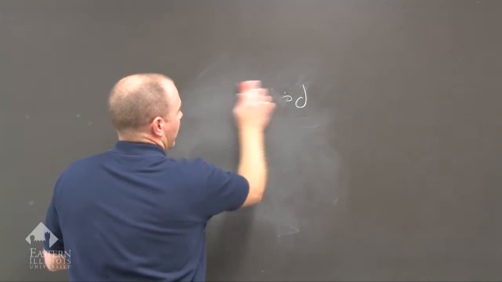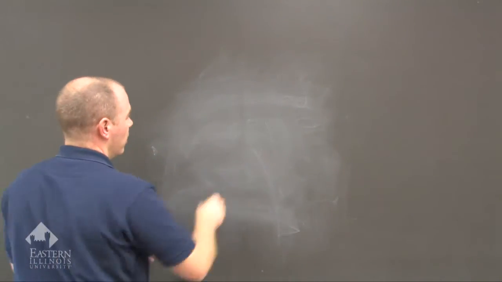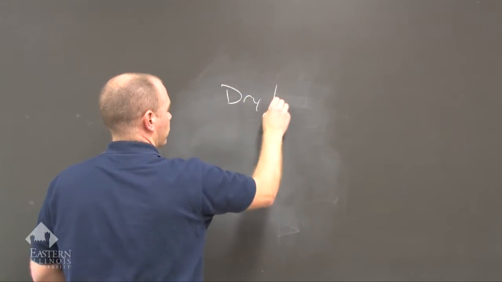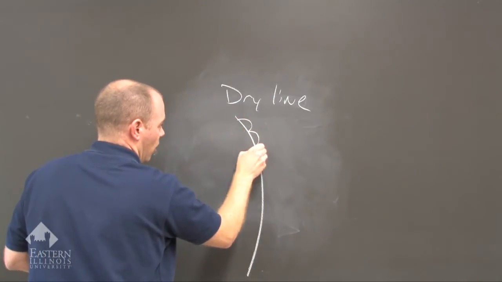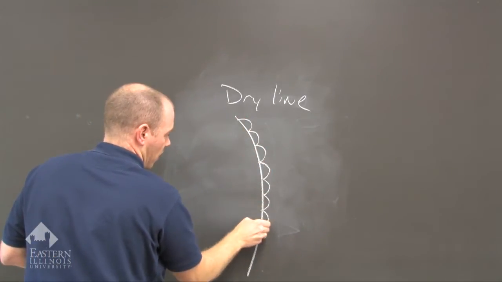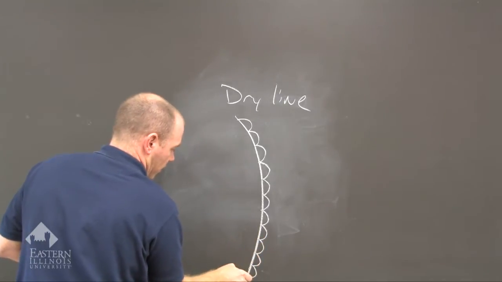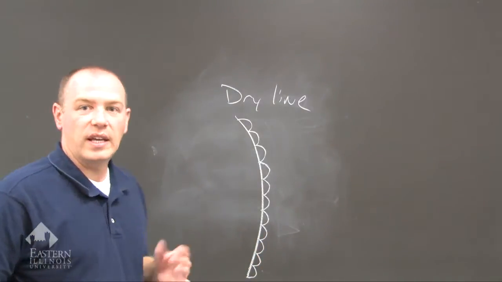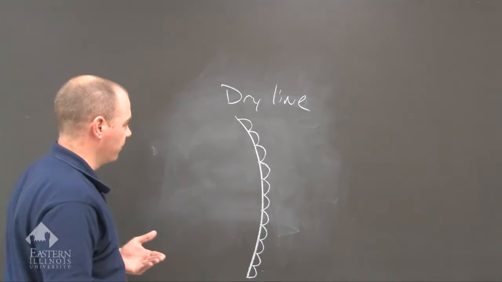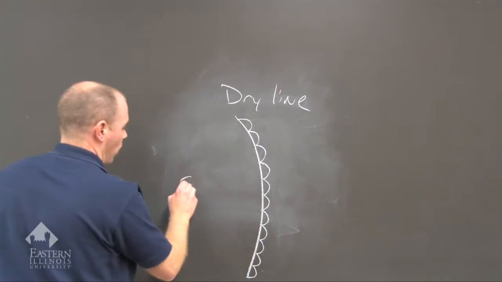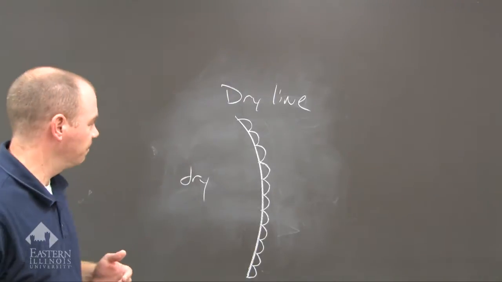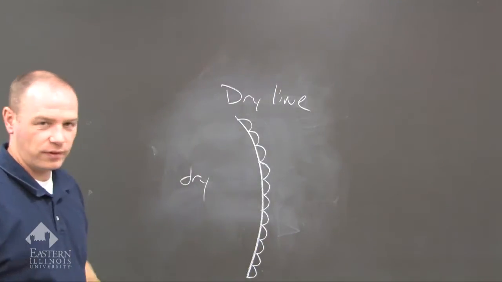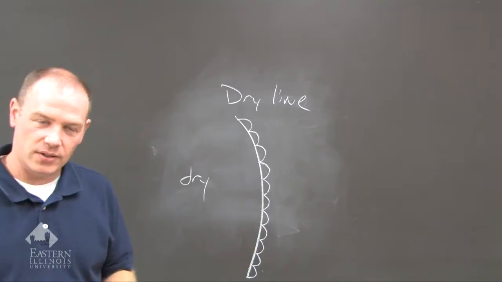All right, the next and final front is called a dry line. Here we have a dry line where we have semicircles that are packed in together, usually in a yellow or an orange color. And it indicates that there is dry air behind it. We usually see this front in the southern Great Plains.